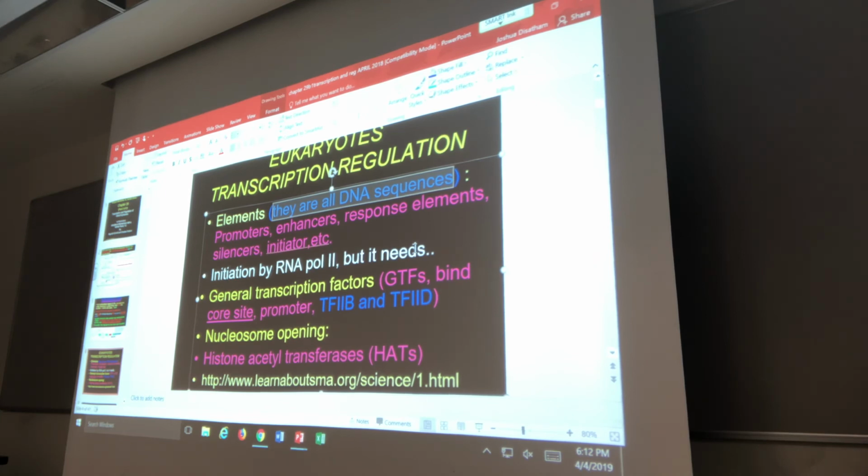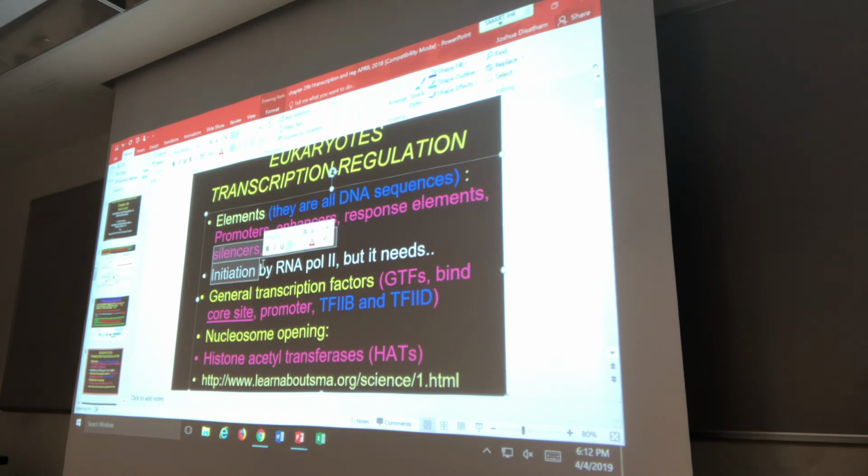A response element is still a DNA sequence that transcription factors like to bind to. However, transcription factors only bind to response elements in certain environmental conditions. The one example I gave was a low oxygen environment. So you can have transcription factors that will only bind to response elements in a certain environmental condition.